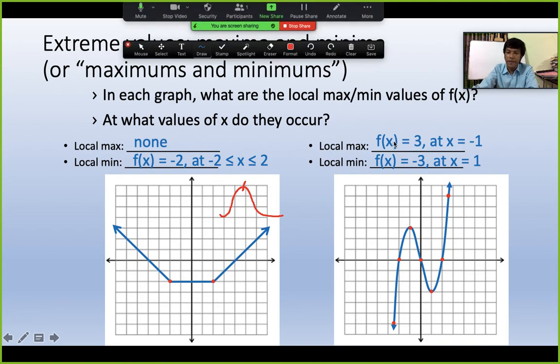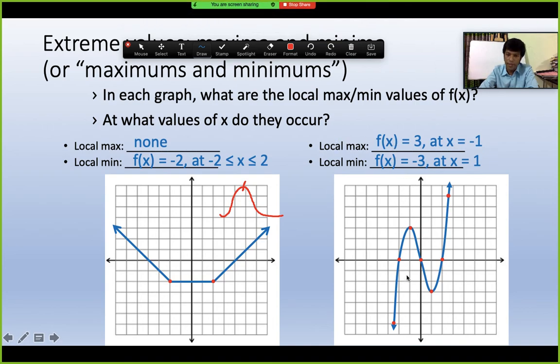Here also see, f(x) equals 3 at x equals minus 1. This is a local max. So see, this is minus 1 and the value is 3. The value of this local maximum is 3, and this local maximum is at minus 1, because the coordinate of this point is (minus 1, 3). So where is this local maximum? It is at minus 1. What is the value? The value is 3.